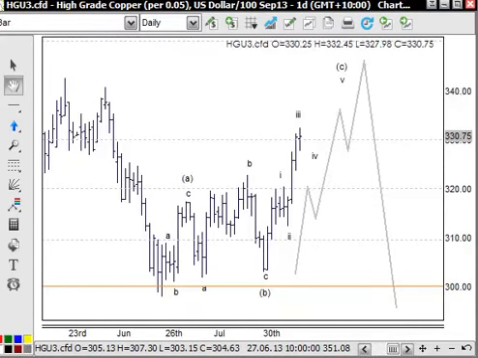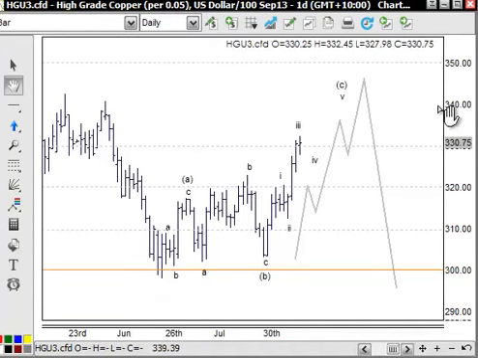Okay, starting with copper. Copper's in a large rally, and we're in wave C of that rally. In wave C there will be 5 waves, and we've got the wave 1, the wave 2 here on the daily chart, the wave 3 here. We're looking for the wave 4 to come across the 330 section here, and then wave 5 to the upside, which should be around the same length as wave 1. That will take us into this 340, 350 area through here.